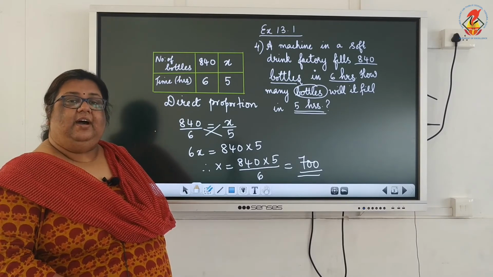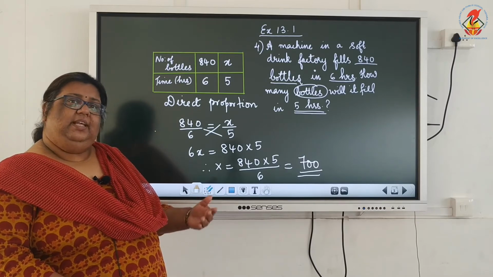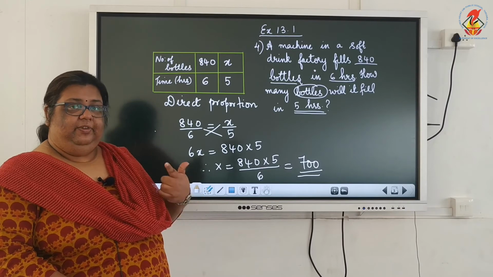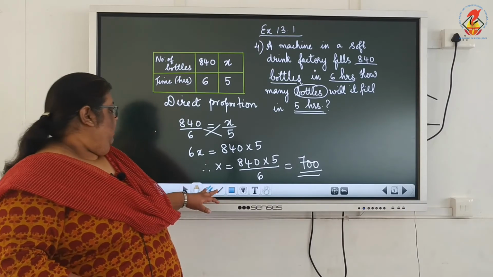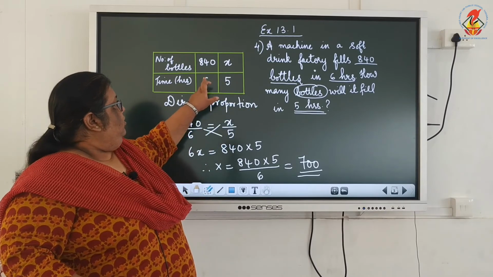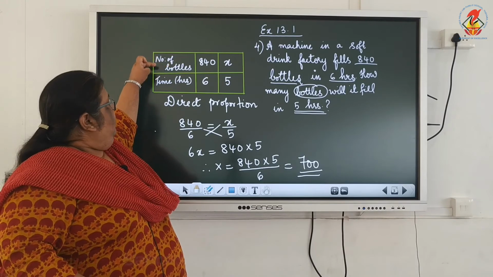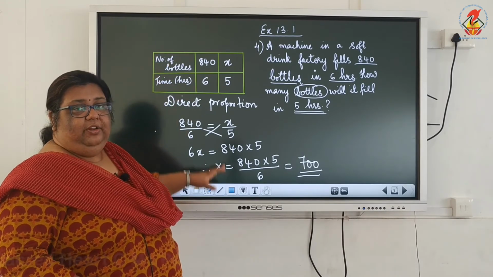In 6 hours, 840 bottles are filled. So, think, in 10 hours, will the number of bottles increase or decrease? Definitely it will increase. Okay? So, if you have a problem, you can draw a box like this. Then, what is in the question? Number of bottles and time, you can write it as 2 rows and you can find it.